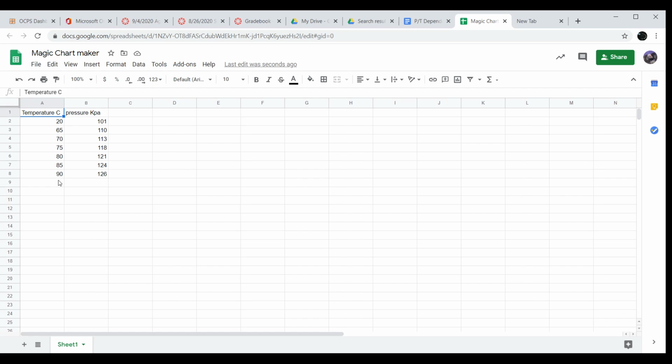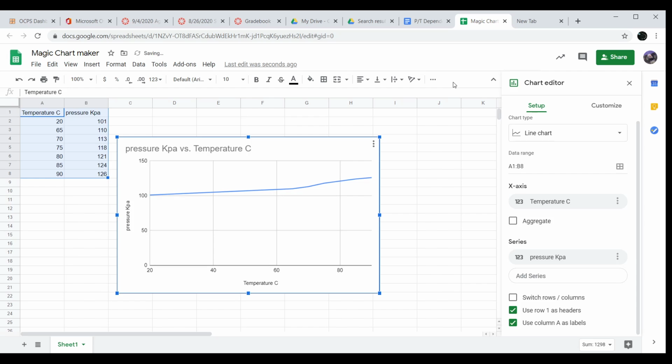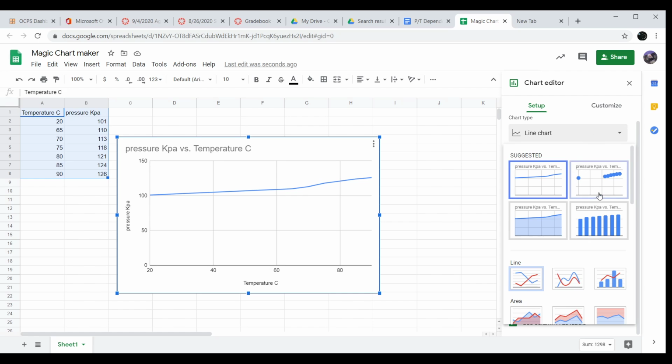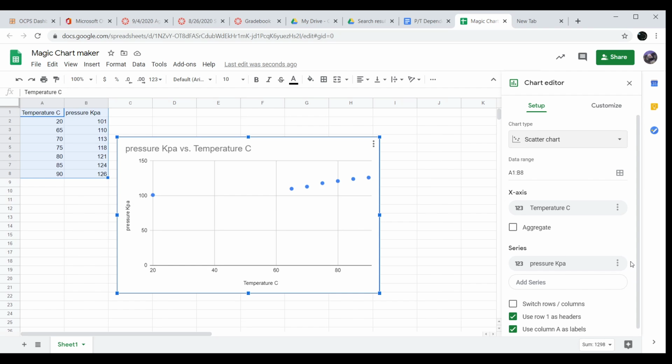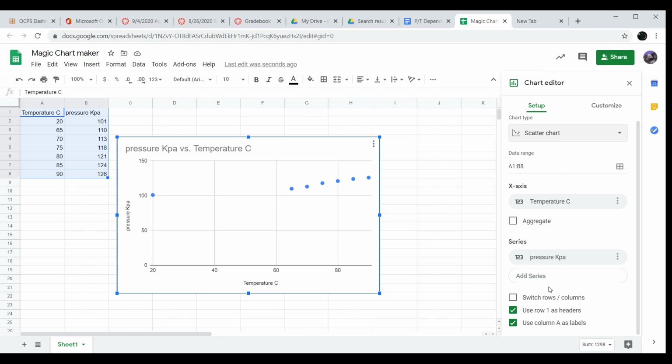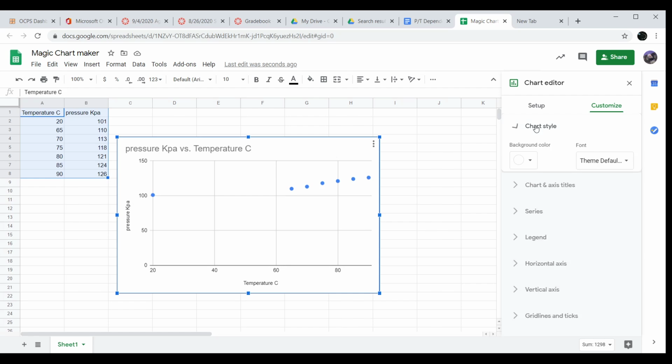I put in my different temperature values and my different pressure values. And we can hit chart right here. Our chart originally gives us a line, but we are never going to want a line. We are always going to want to change it over to a scatter plot. And how we get a line is going to be a little bit different here.